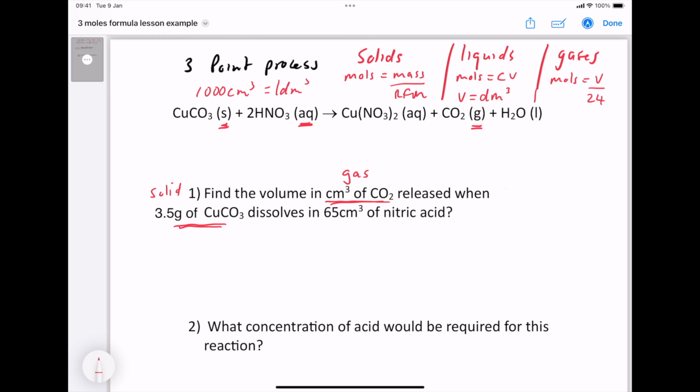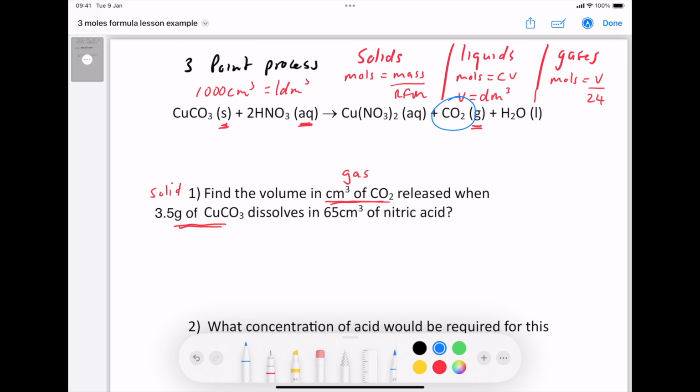Now in the 3-point process, I stated that you'll be given information on one of the reactants, as in quantities of the reactants, and you'll be told what is asked for in the question. So we want carbon dioxide, so I'm circling that, and we are given information on copper carbonate. So I've circled those two. Now you may be thinking, well, why haven't you circled nitric acid? Because we don't have enough information on nitric acid to work out the moles. But for copper carbonate, we do. So there's only 2 things you circle.